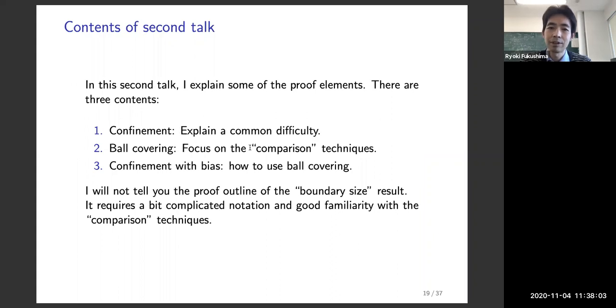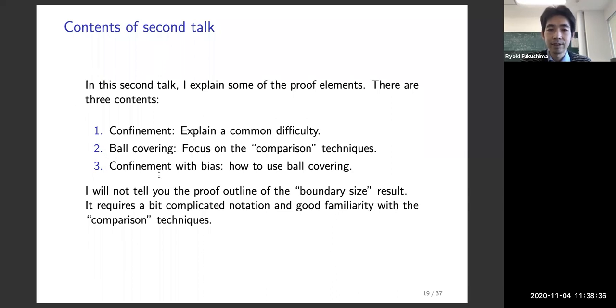This is a probability model, but in the proof, you will see, I think, more combinatorics than probability. And I hope that makes it more interesting. In any case, our method is different from many other works in this field. And then after viewing this ball covering proof, I will briefly explain how to prove confinement with bias by using a ball covering type theorem.